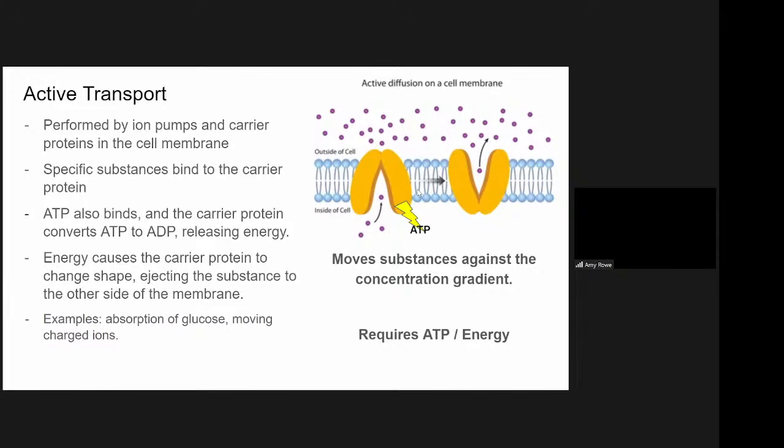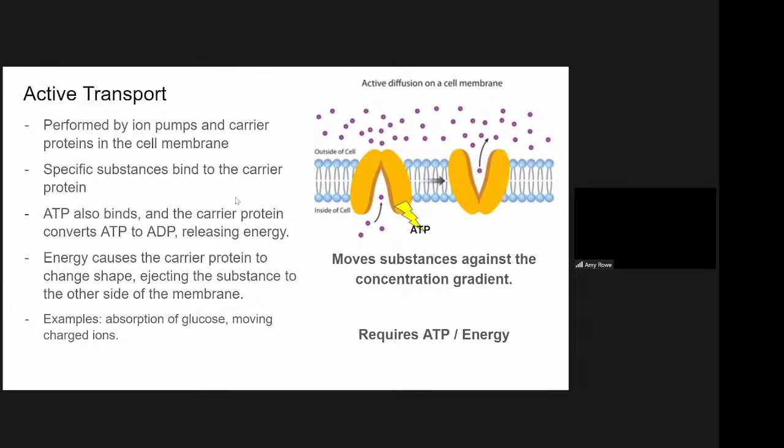So instead of being open at the bottom and closed at the top, what happens is that protein changes shape to be closed at the bottom and open at the top, which means those little purple circles are now able to move to the outside of the cell. And you can see on the inside of the cell, the concentration is very low, whereas the concentration of purple circles on the outside of the cell is very high. So our protein pump is moving our purple circles from an area of lower concentration to an area of high concentration, and it's using ATP to do it.